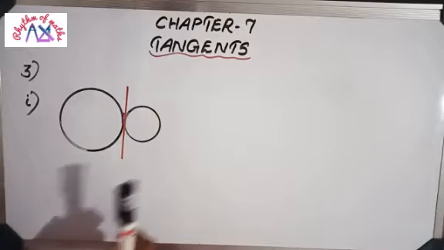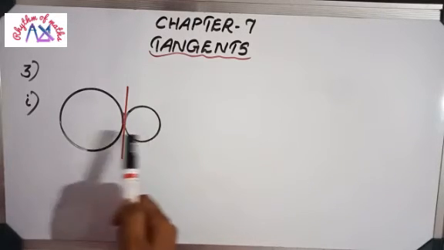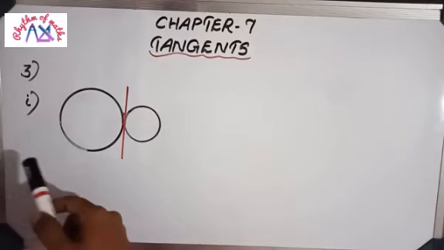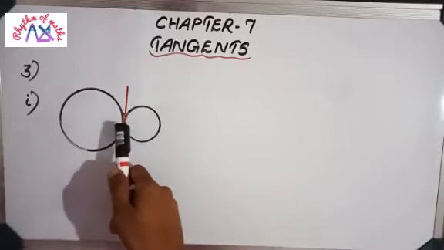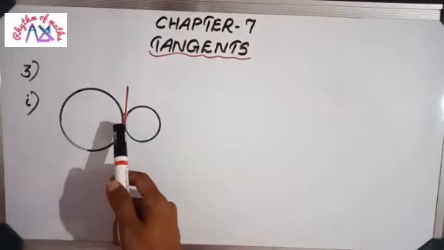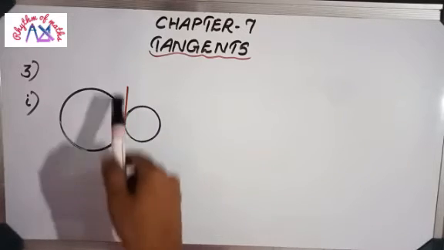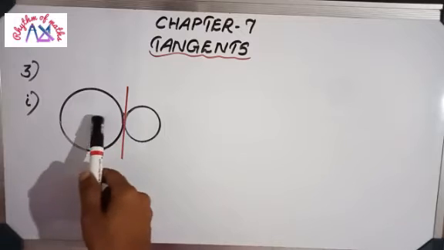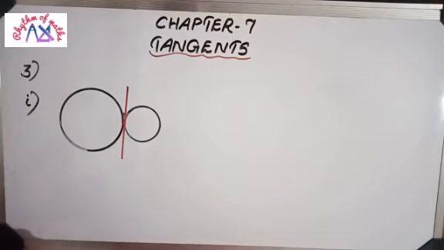In this question, we have two circles and these two circles touch at a common point. One small circle and one large circle. These two circles touch at a common point and through that common point one tangent is there, the common tangent. This tangent is a tangent of the large circle and of the small circle.